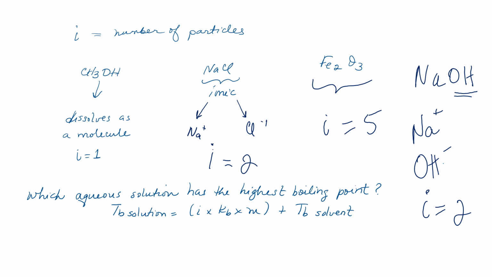So when you do your mathematical operations in that equation, and you don't have to actually do it, since you have more particles for that ionic compound when it dissolves in water, the molar concentration is the same, but the number of particles is twice as many for sodium chloride. So the boiling point for that solution is going to be higher than the boiling point for your solution containing the covalent compound, because for the covalent compound, the numerical value of i is going to be 1.